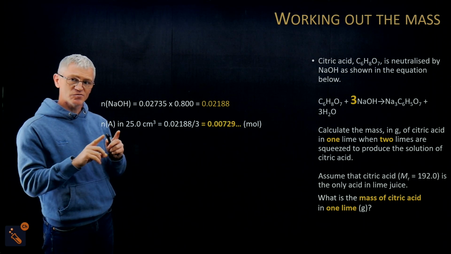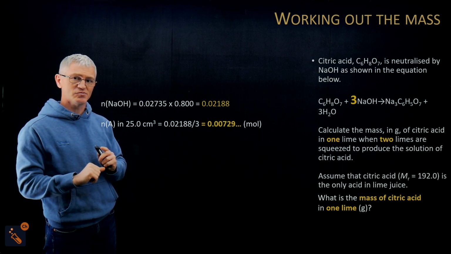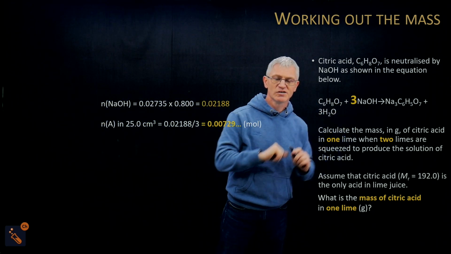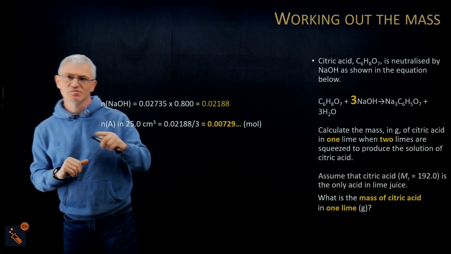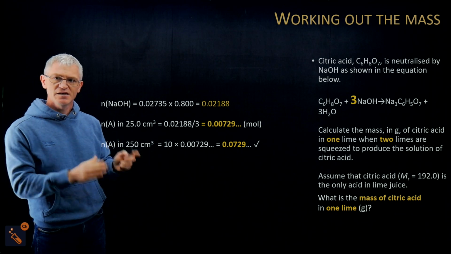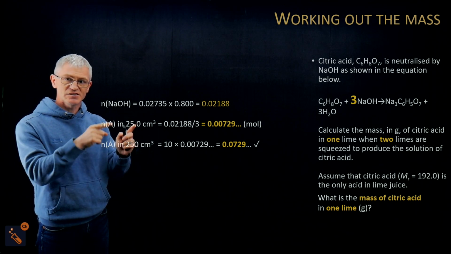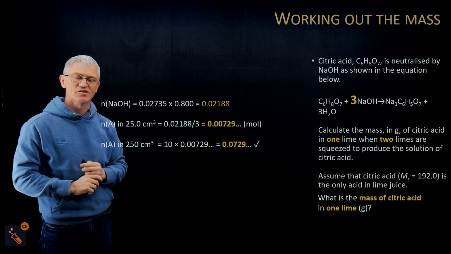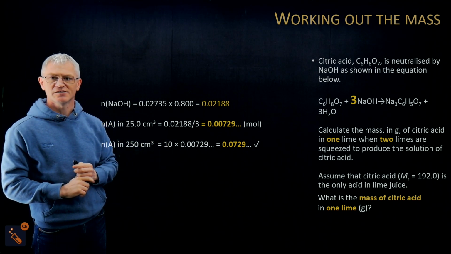Then we wanted to know the number of moles of the acid in 25 centimetres cubed. And this goes back to the balanced equation, the 3:1 ratio. So we divide by 3, and that will get our number of moles of the acid, which is 0.00729. Now we want to do it in 250. There's a factor here of times by 10. So times by 10, and there we have our number of moles of the citric acid.